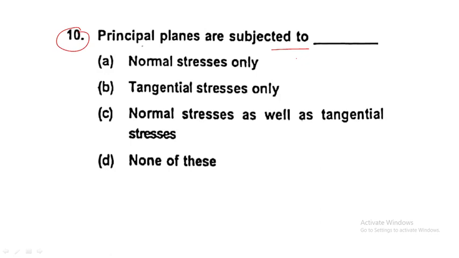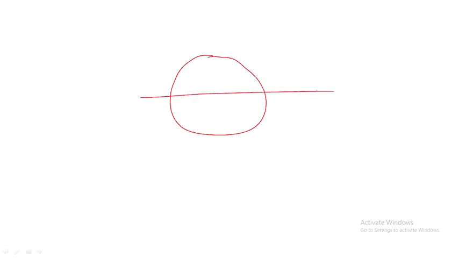Principal planes are always subjected to normal stresses only, right? They are always normal stresses only. How? Let me draw the diagram so that you can understand one more time very easily. So this is again what? This is a normal stress, and here what is it? It is shear stress, the maximum shear stress, right, tau max.